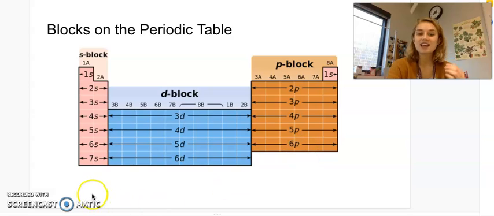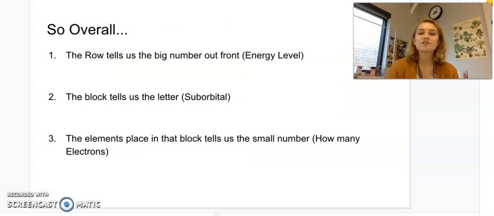The 4th block is the F block, and that is those bottom 2 rows that aren't really with the main section of the periodic table. We don't deal with them a whole lot, so we're going to focus on S, D, and P. So let's look at writing electron configuration. How do I know what to write? Here are the 3 things we have to look for.